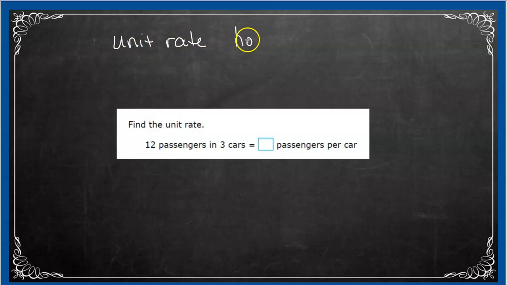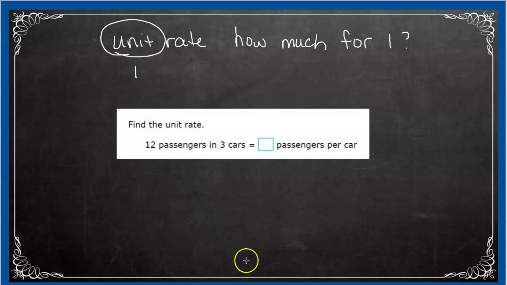is how much, usually it's a price, but it doesn't have to be, how much for one of something, because the unit part, that's one thing, 1 mile, 1 ounce, 1 pound, 1 car, 1 whatever. And so when we're asking for the unit rate, we're asking for how much for one or how many in one. So that's basically what unit rate means.